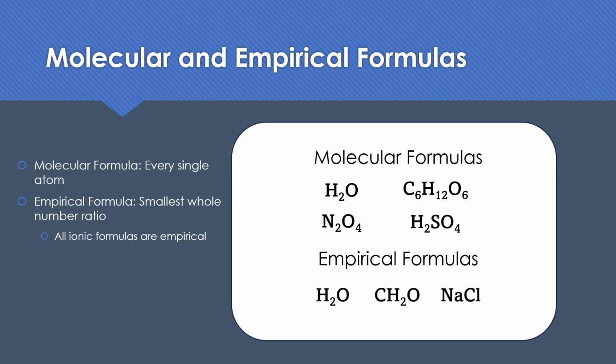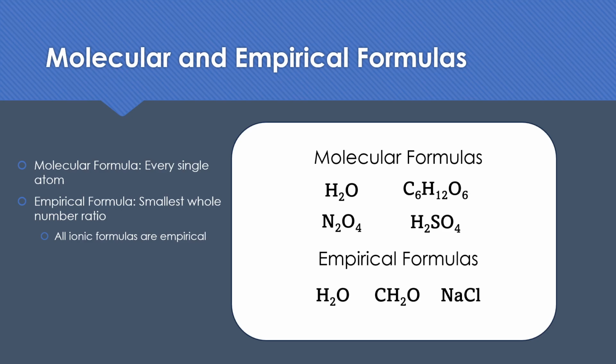Now, you might notice H2O can be both a molecular formula and an empirical formula, because the molecular formula is saying in this molecule I have 2 hydrogens and 1 oxygen. That's what's in the molecule. The empirical formula is saying for every 2 hydrogens I have 1 oxygen. Okay? If we look at the glucose, right, there's 6 carbons to 12 hydrogens to 6 oxygens, right? Well, I can divide all those numbers by 6 and I get 1 to 2 to 1. So the empirical formula would be CH2O, 1 carbon to 2 hydrogens to 1 oxygen.